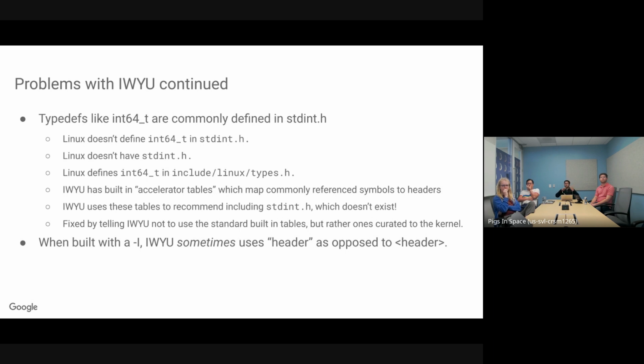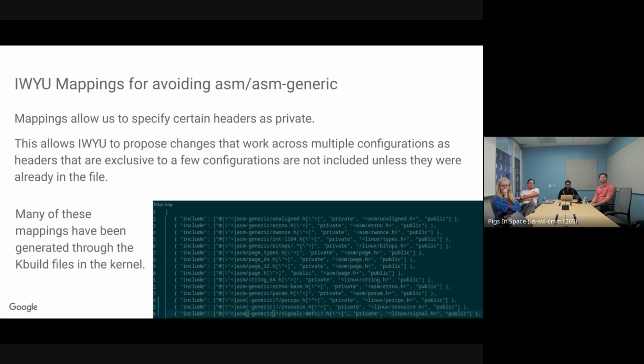And when built with a -I, sometimes the kernel uses quotations to mark headers as opposed to brackets. And in addition to those problems, for the majority of this internship, we were using Clang 14, as that's what Linux uses, but now it's been upgraded to Clang 16. Clang 14 has some problems with include what you use. There are some flags missing, but now that it's in Clang 16, include what you use has gotten better.